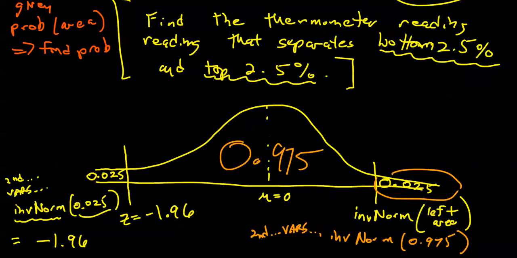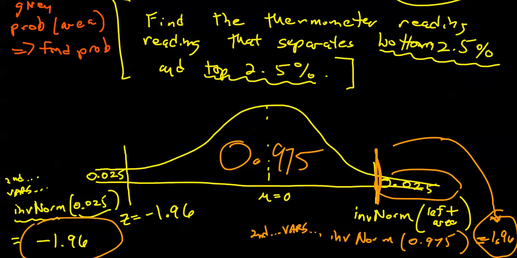I'm running out of room here. It turns out this z-value is 1.96. Now notice that is the opposite of the negative 1.96 value we got on the left edge. And if I was attentive and realized that the bell-shaped curve has symmetry with respect to the mean of 0, I could have just computed this value right here and instantly written down 1.96 by symmetry on the right end.